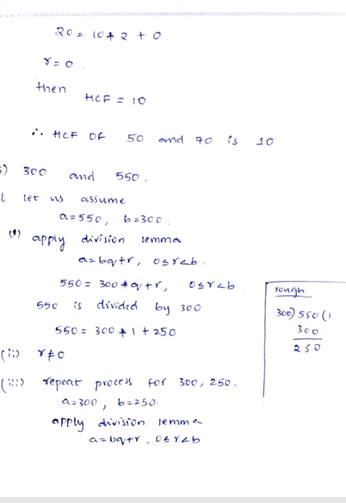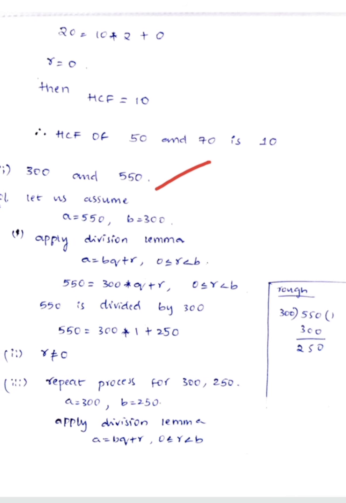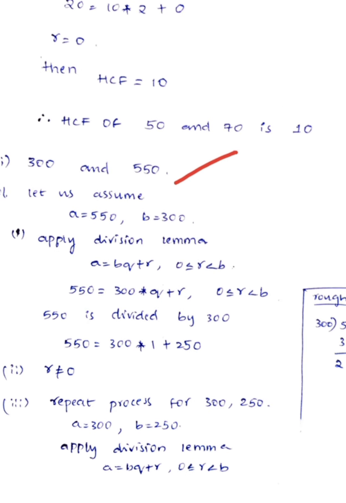Now by following the same procedure, let us solve another example, that is 300 and 550. These are the two given integers. We need to find the HCF using Euclid's algorithm. Now let us assume a as 550 and b as 300, because among 300 and 550, 550 is the greatest. So assume a value as 550 and b as 300.